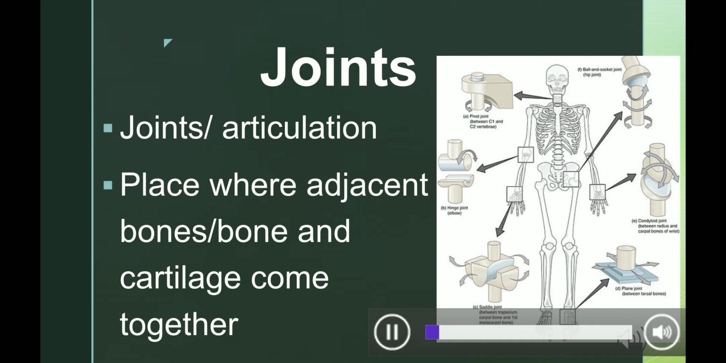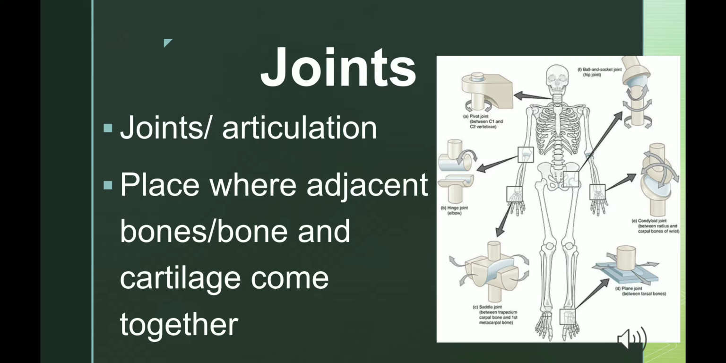So before classifying joints, we have to know what a joint is. A joint is also called an articulation. A joint is the place where adjacent bones or a bone and a cartilage come together to form a connection.